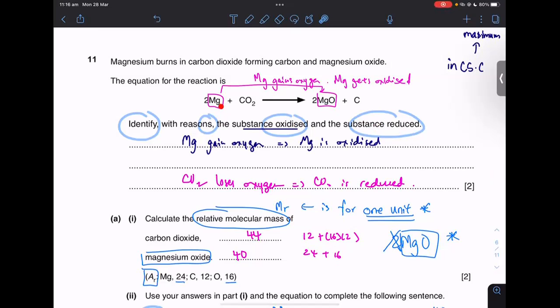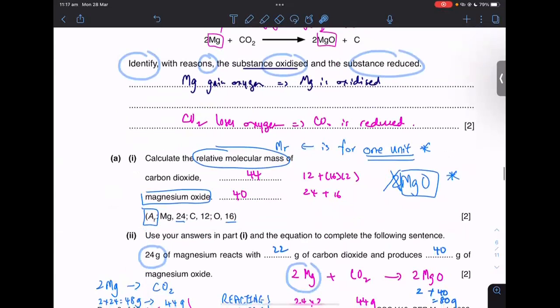Okay. Magnesium, going to magnesium oxide. Magnesium has gained oxygen. Magnesium gets oxidized. 1 mark together. You don't get half a mark. There's no such thing as 0.5 marks in Cambridge exam. Never. You can read the Cambridge website. They only give 1 or 0, just like that. Okay, so CO2 loses the oxygen and becomes carbon. Loss of oxygen is reduction there.